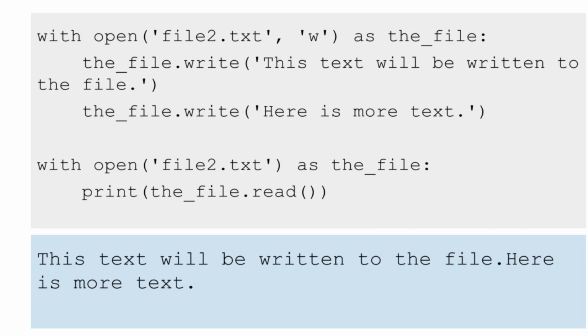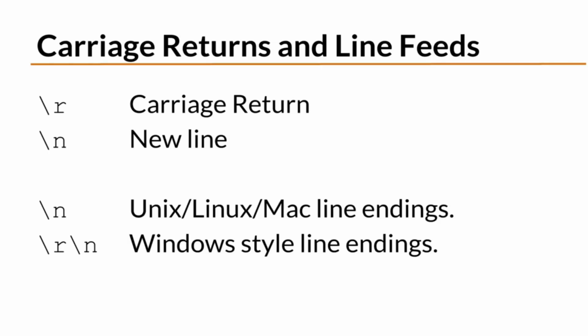The write method writes exactly what was provided to it. In this example, no carriage return or line feed was provided, so all the text ended up on the same line. The \r sequence represents a carriage return, and the \n represents a new line. Unix-style line endings only contain the \n character. Mac and Linux files use this type of line ending. Windows-style line endings can be created using \r\n.